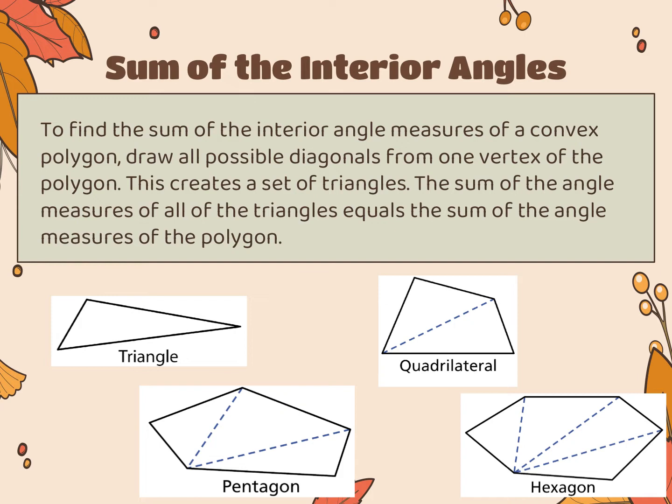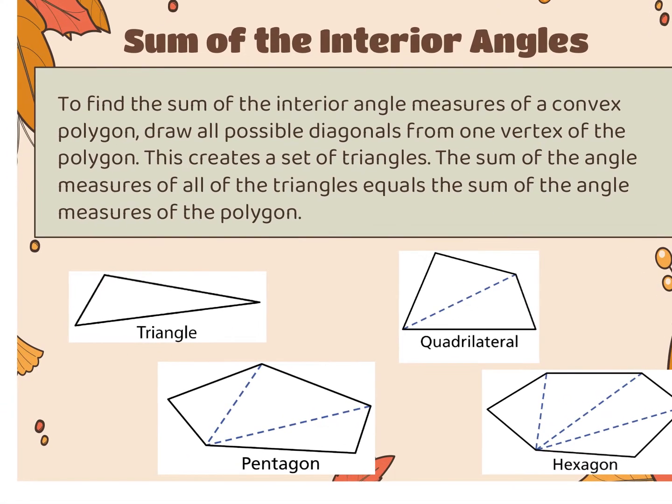The sum of the angle measures of all of the triangles will equal the sum of the angle measures of the polygon. Now, on the next slide, I'm going to teach you a formula so you don't need to do this every single time. But just to show you how the formula was developed, the first picture is a triangle. Notice I cannot draw any diagonals there. So all of the vertices are going to be consecutive. And remember that the three angles of a triangle always add up to be 180.